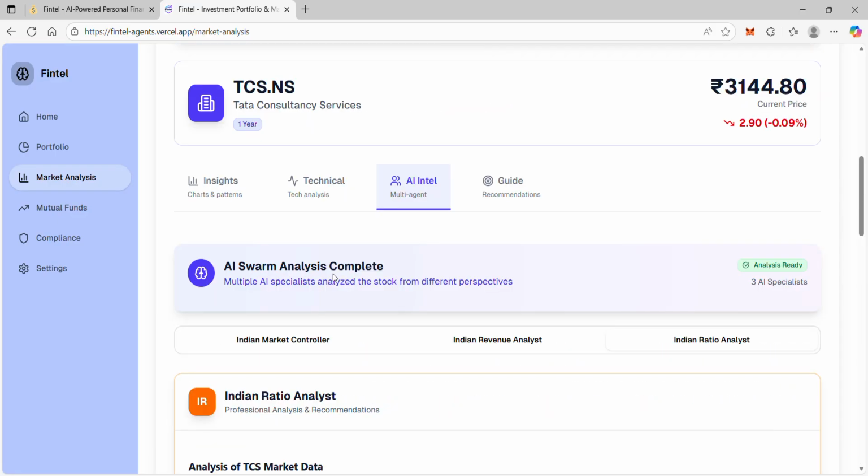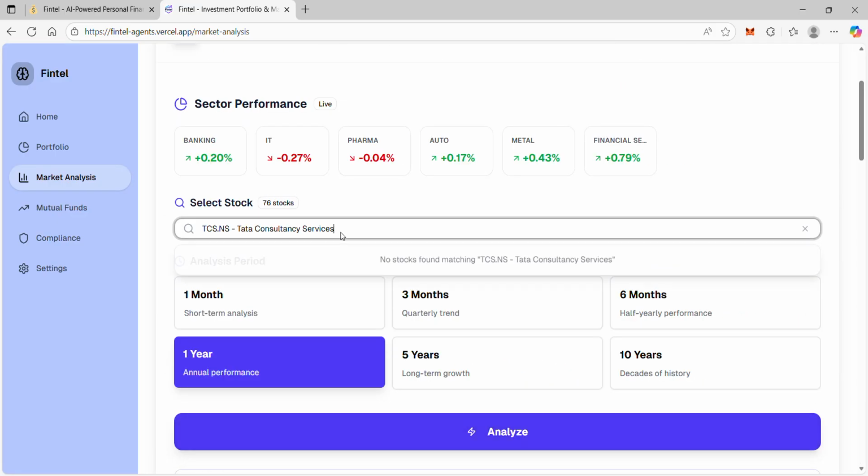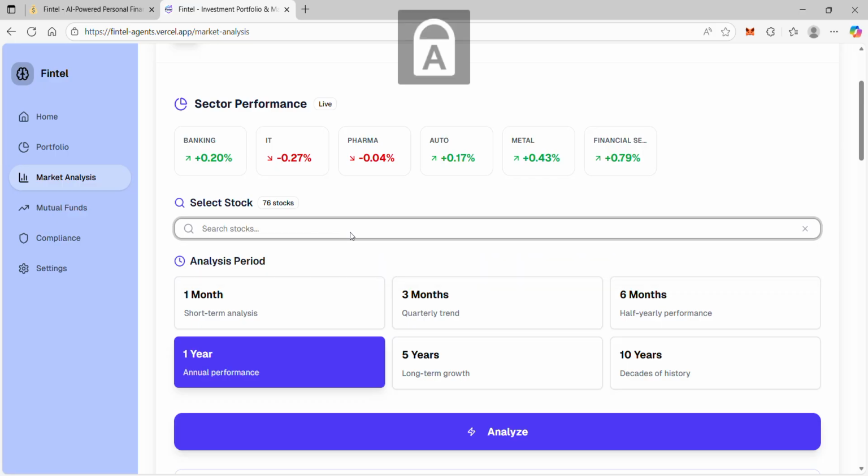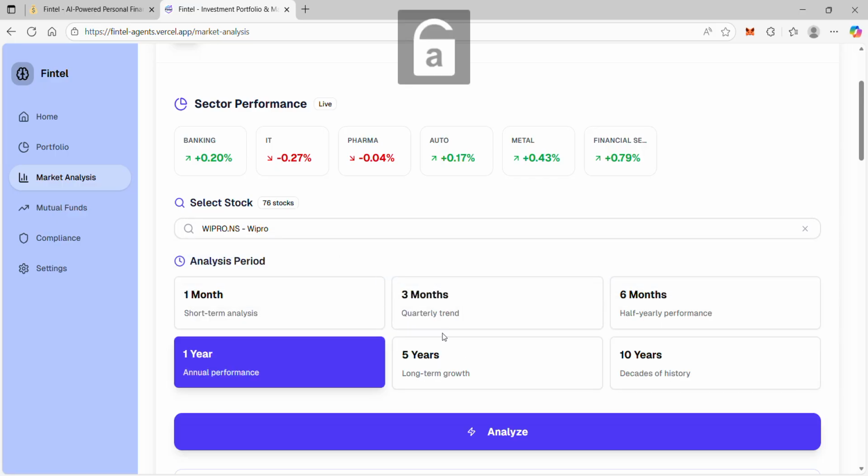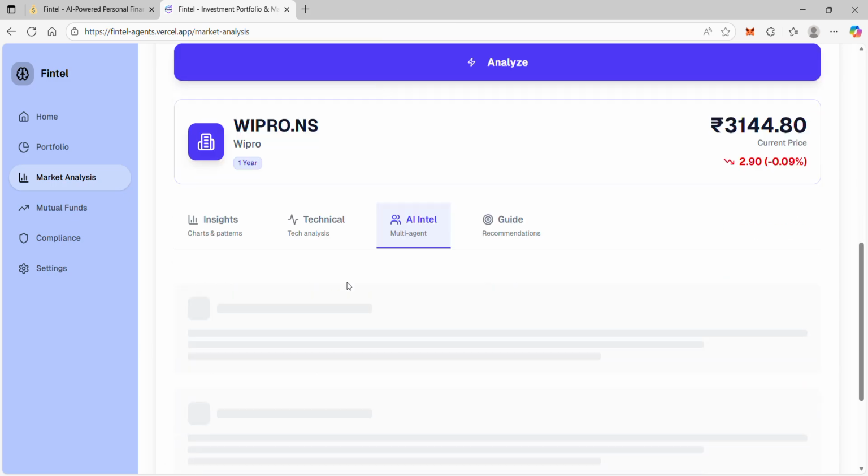We can check other stocks as well. For example, I'll try Wipro. We'll analyze Wipro now.